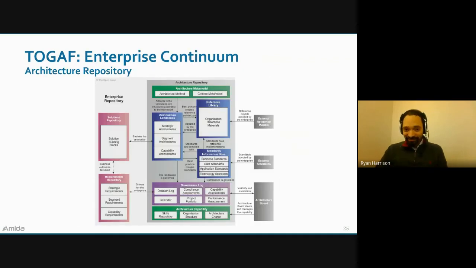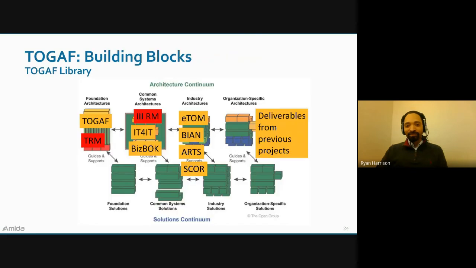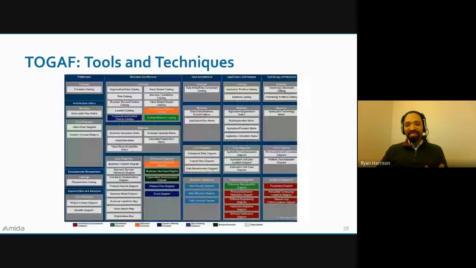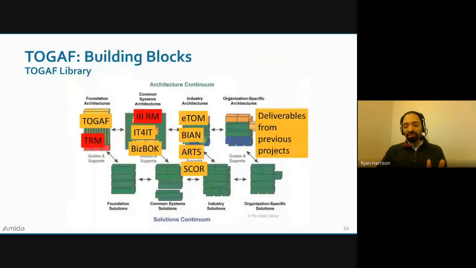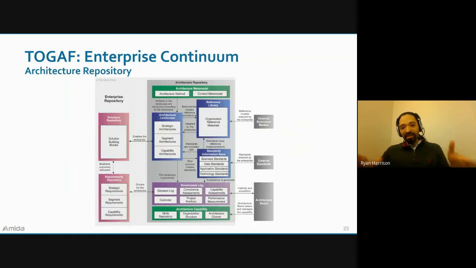And finally, these things where I'm talking about ADM iteration and tools and techniques are useful for individual architecture projects. The building blocks is where you start to lean into how this looks across an organization. And the prescriptive definition of the enterprise continuum says at an organization level, this is VA architecture, this is how you should structure it. These are the components of an enterprise architecture organization at a large enterprise.